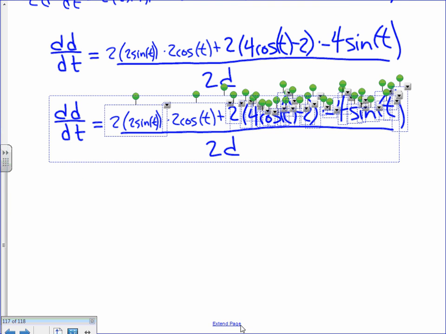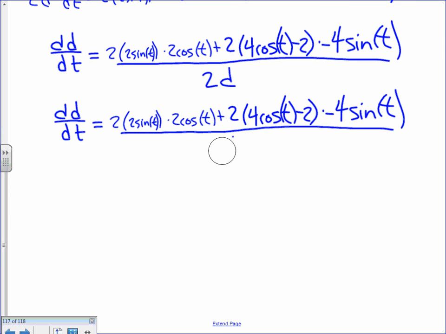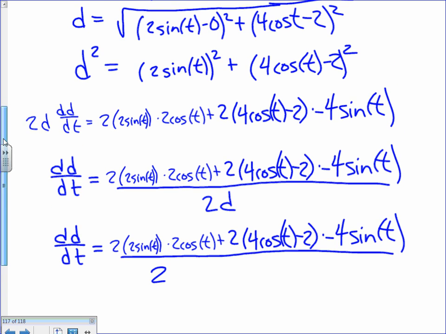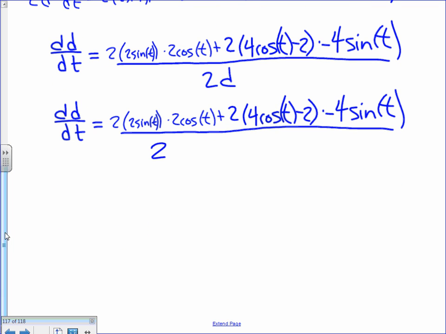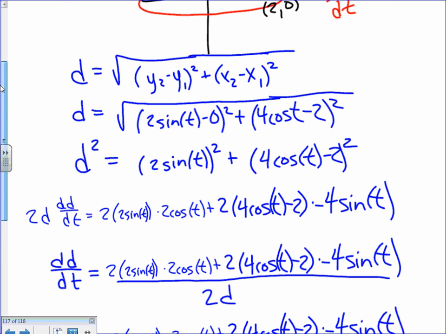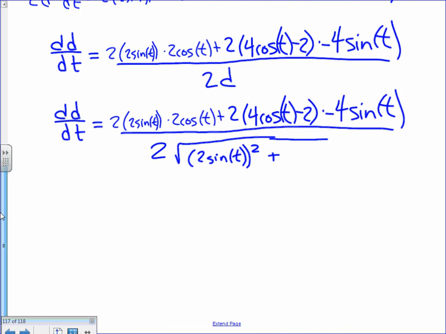And I'm going to get rid of my 2d on the bottom because I don't want 2d down there anymore. I want 2 times, I'm going to plug in for d, so it should be the square root of (2 sine of t) squared plus (4 cosine of t minus 2) squared.